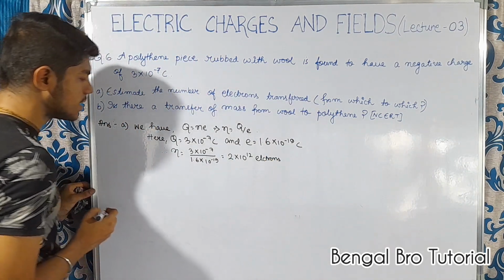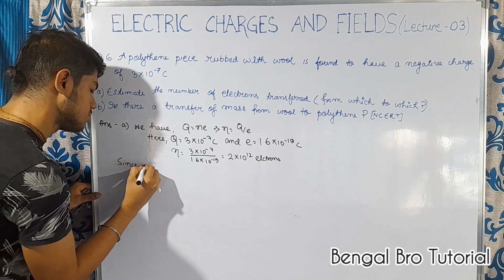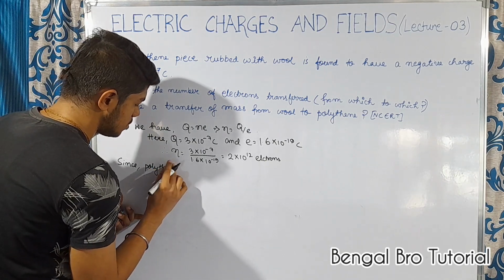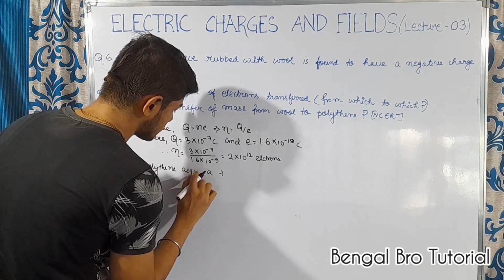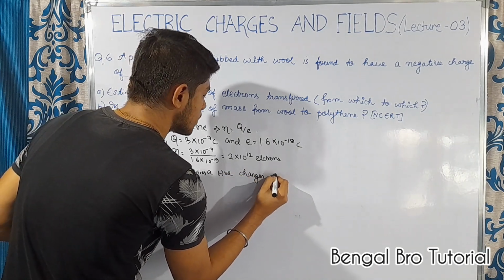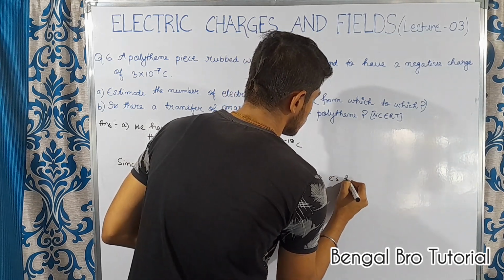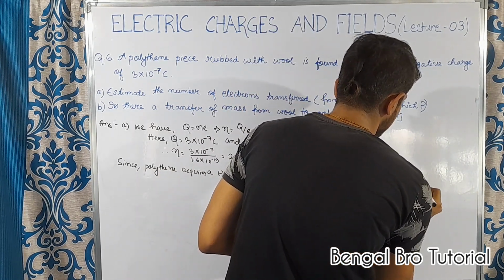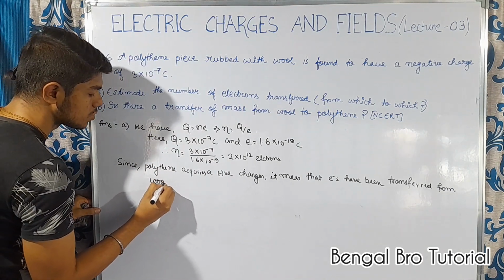And finally, you can conclude this answer by saying that since polythene acquires a negative charge, it means that electrons have been transferred from wool to polythene.